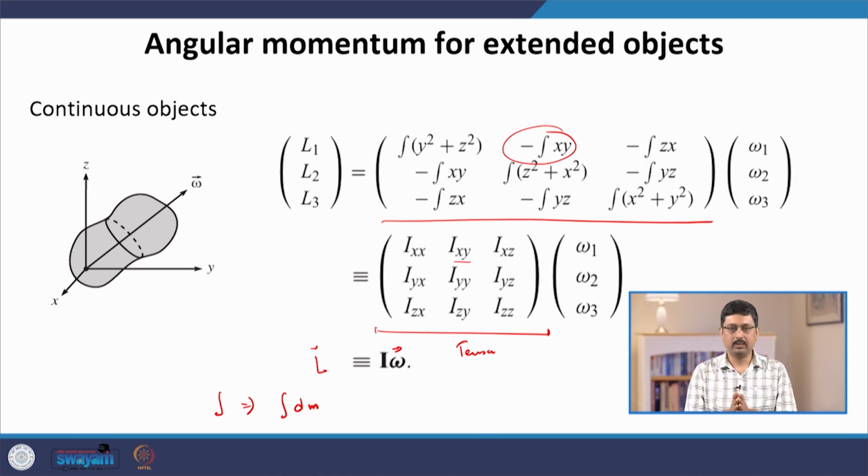So, to summarize what we saw today, angular momentum is a vector, angular velocity is another vector, but these two vectors are connected by the moment of inertia which is a matrix. So, angular velocity and angular momentum need not be in the same direction.